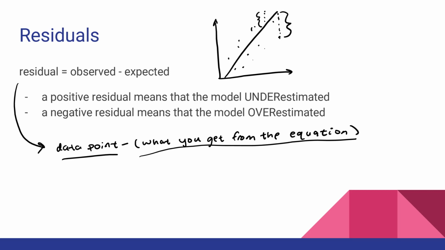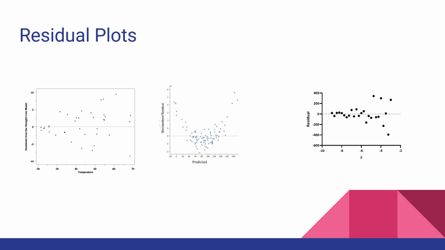So what you need to know is that if your residual is greater than 0, that means that your model underestimated the value of the data point. And if your residual is negative, that means that the model overestimated the value of your data points. And I did not write this, but if it is equal to 0, that means that your model was spot on.